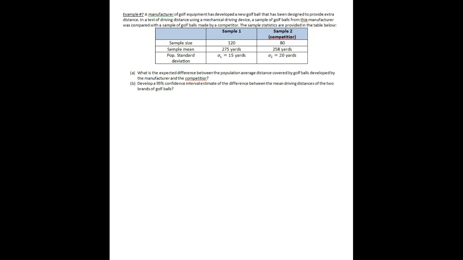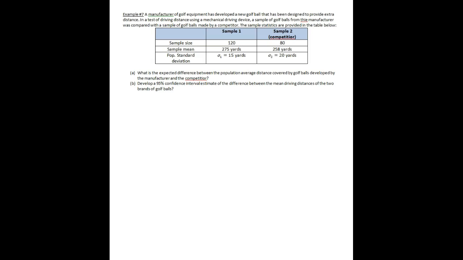A, what is the expected difference between the population average distance covered by golf balls developed by the manufacturer and the competitor? And then B, develop a confidence interval at 95% between the two golf balls.